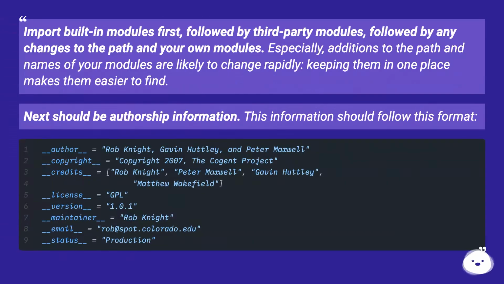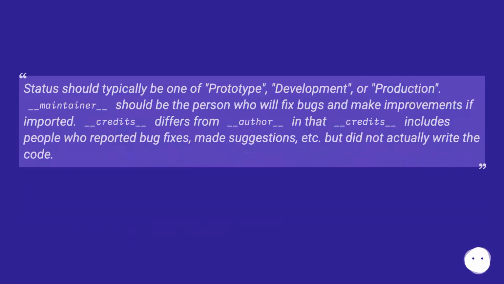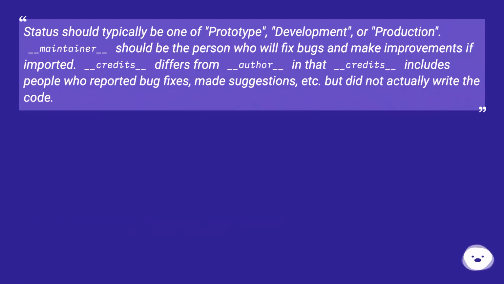Import built-in modules first, followed by third-party modules, followed by any changes to the path and your own modules. Especially, additions to the path and names of your modules are likely to change rapidly. Keeping them in one place makes them easier to find. Next should be authorship information. This information should follow this format. Status should typically be one of prototype, development, or production.